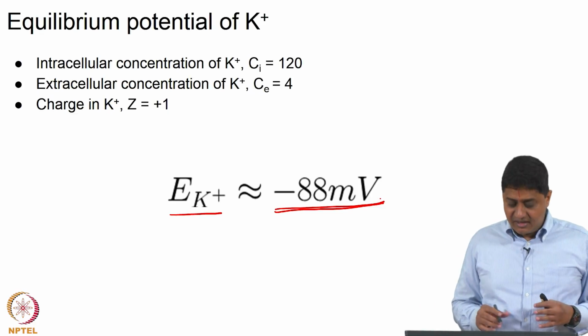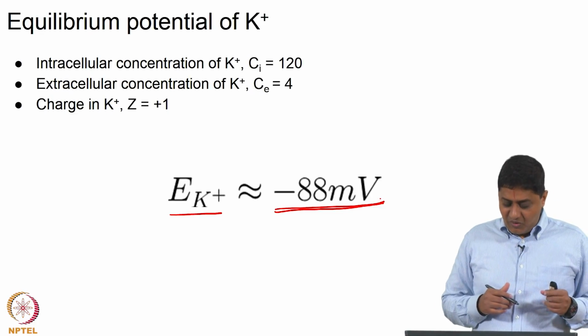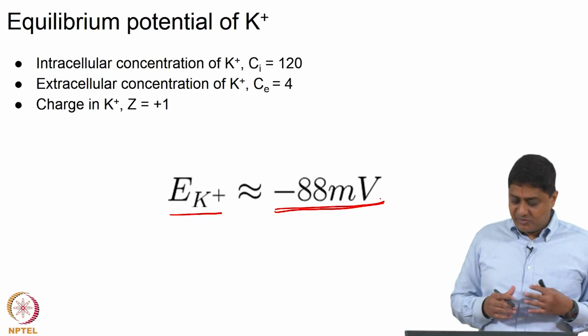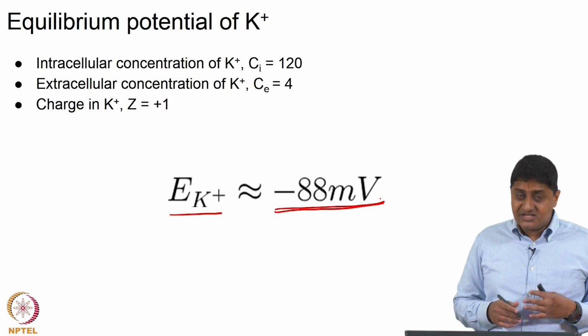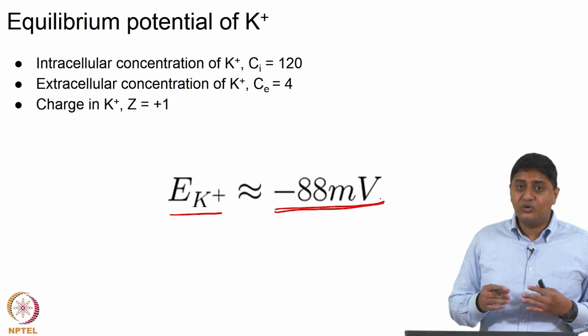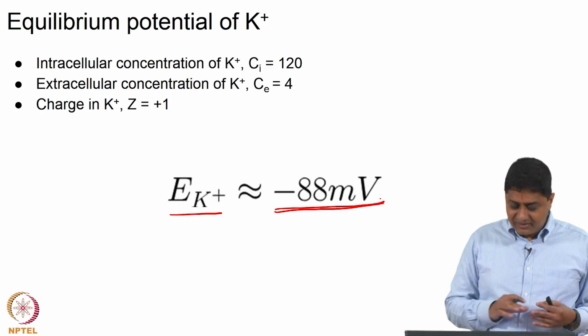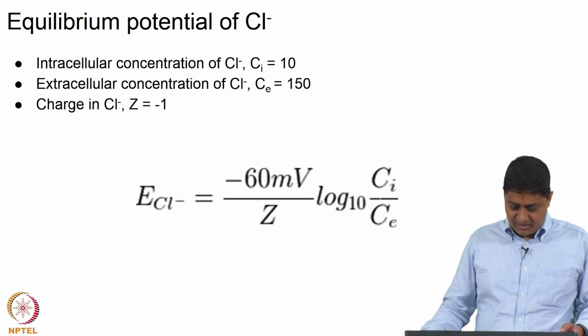So, this is where it would like to have it, but where is it? Where the membrane potential is relative to its equilibrium potential will determine to what extent the movement is happening, that we will reserve for future classes, right.